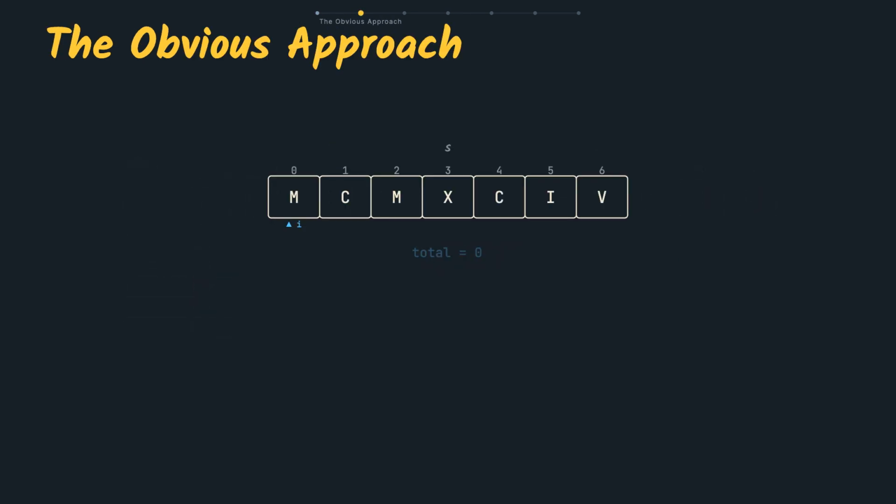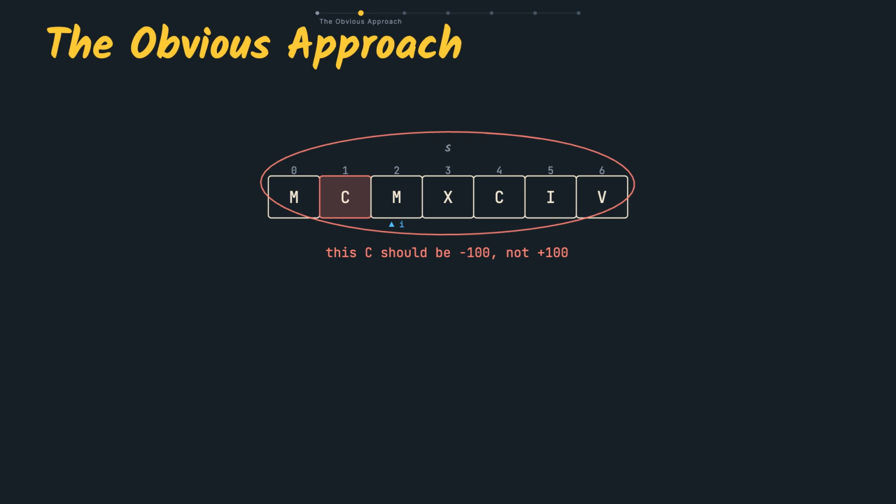What would you try first? Walk left to right, look up each symbol, add the values up. Should work, right? Let's try MCMXCIV. M is 1,000, plus C is 1,100, plus another M is 2,100, already overshooting. The real answer is 1994. We needed to subtract that C between the two Ms, not add it.